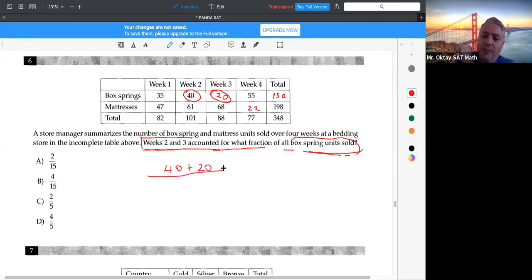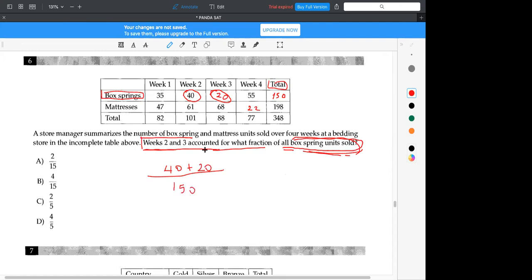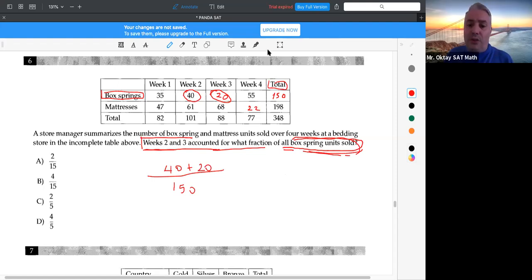Yeah. Now the problem is out of what? So all box spring units. So all means totally what we have, 150. I think that's it. Yes. I mean, in week 1, 2, 3, and 4, they have been sold, but we are concentrating just on week 2 and 3.